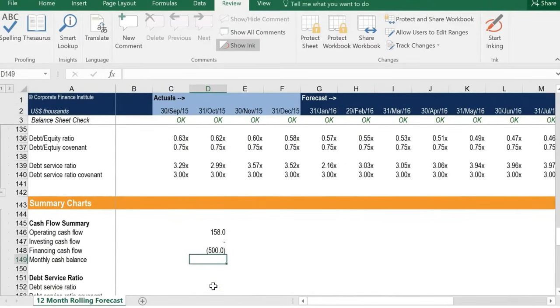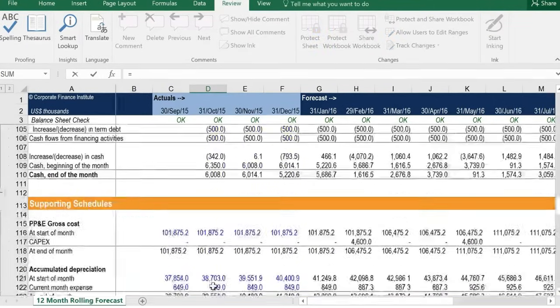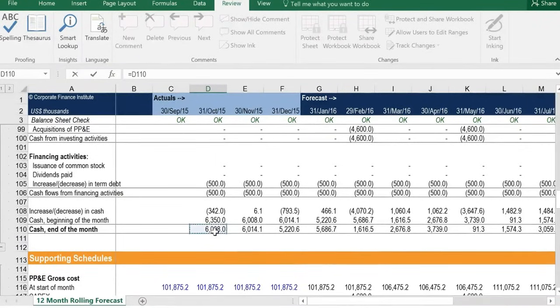And as one last piece, let's link the monthly cash balance. There's two places to pull that from. One is on the cash flow statement, and the other is on the balance sheet.